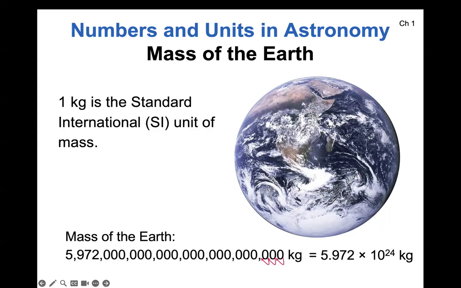For example, you could not write 59.72 times 10 to the 23 because even though that would be numerically equivalent, it would be the incorrect form. Okay? Hopefully that makes sense. It might sound a little bit picky, and it's not going to make or break getting the correct answer. But if you're not sticking to the correct form, you're going to end up confusing yourself, potentially.